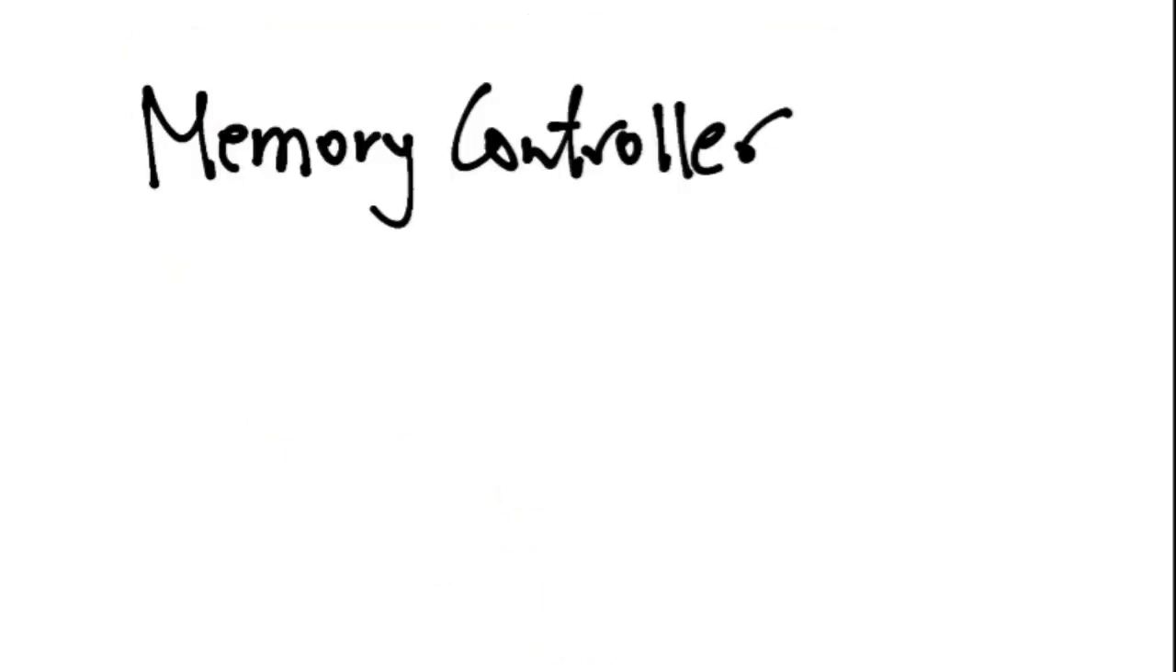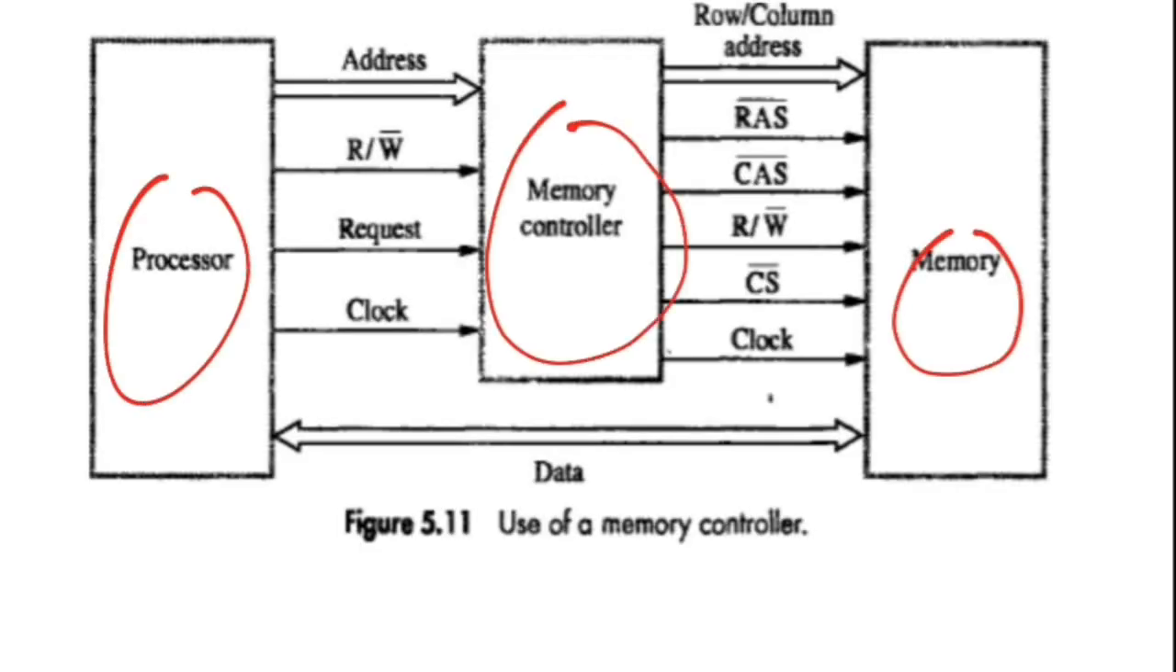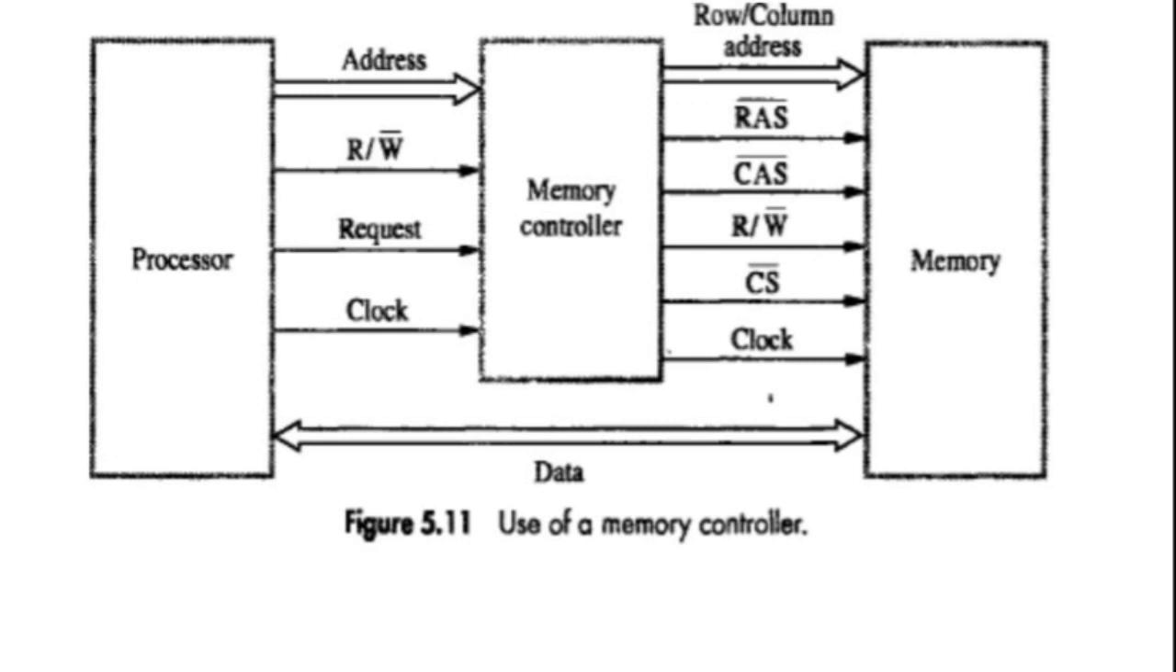Next thing is the memory controller. What does a memory controller do? Between the processor and the memory, you will have a memory controller that will divide the number of rows and number of columns. See, in that previous video I told you, right?